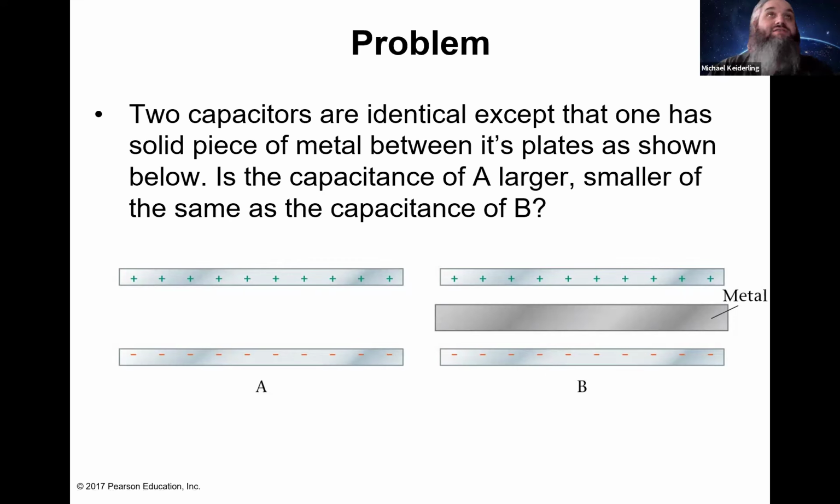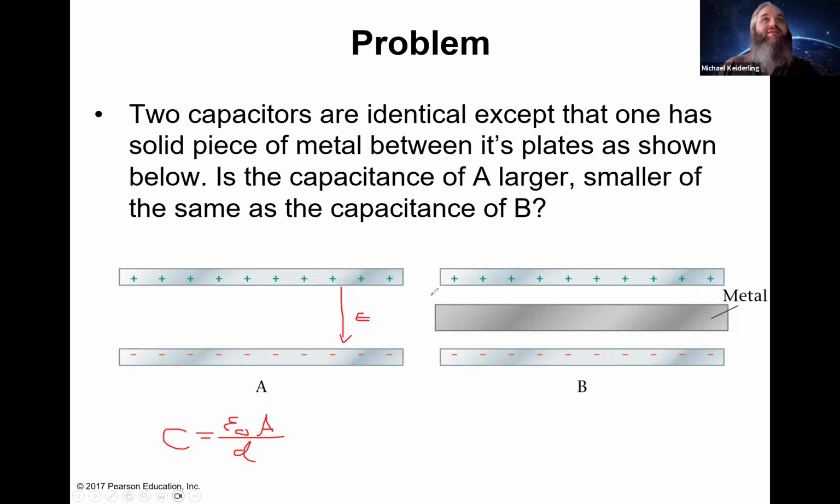Is the capacitance of A here on the left bigger, smaller, or less than the capacitance of B here on the right? Remember, capacitance for a parallel plate capacitor under just normal circumstances is epsilon naught times area over separation. That's a D, not an S. Separation of the plates.